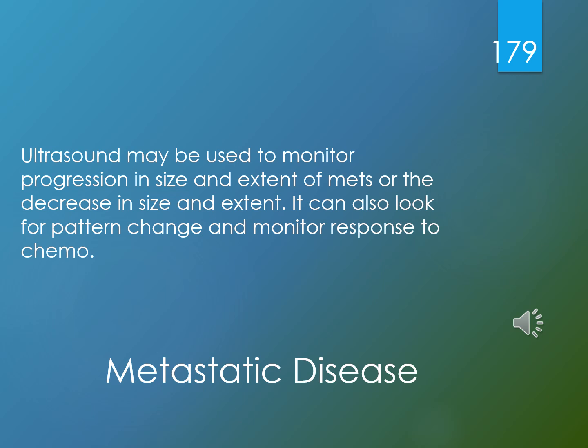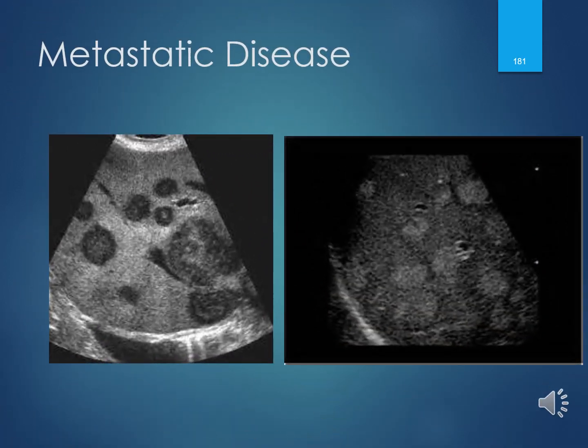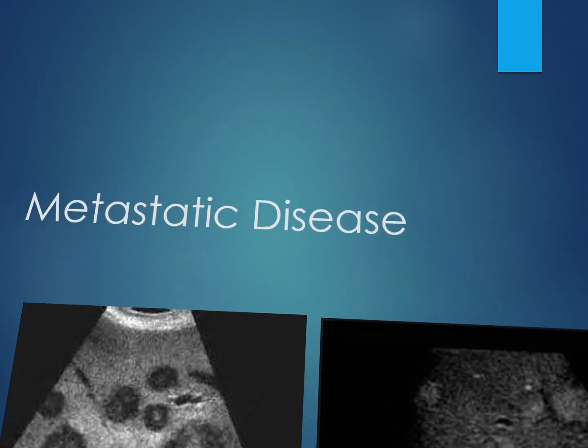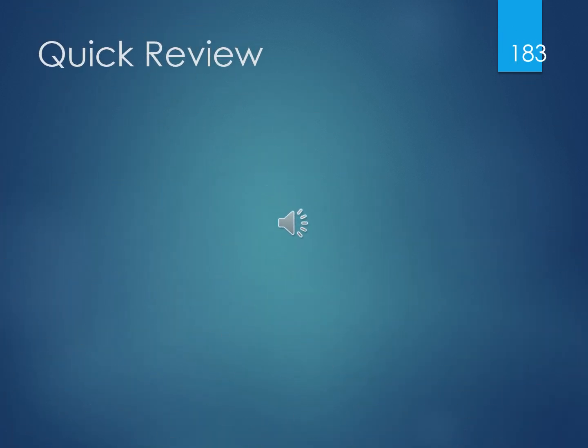Ultrasound may be used to monitor progression in size and extent of METs or the decrease in size and extent. It can also look for pattern change and monitor response to chemo. Here's metastatic disease appearing as multiple well-defined hypoechoic lesions throughout the liver. These 2 metastatic disease images really show the exact opposite appearance that METs can take. More METs pictures. With all of that information that we've just learned, what patterns do we see?